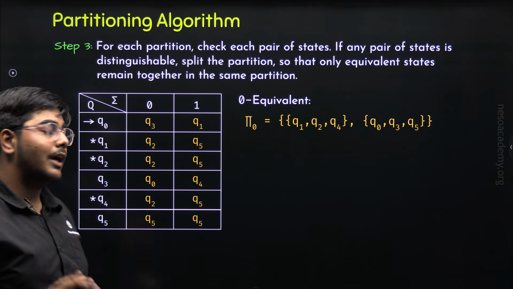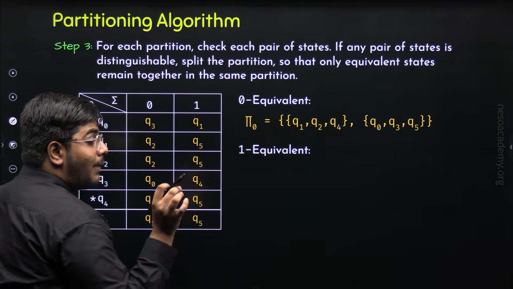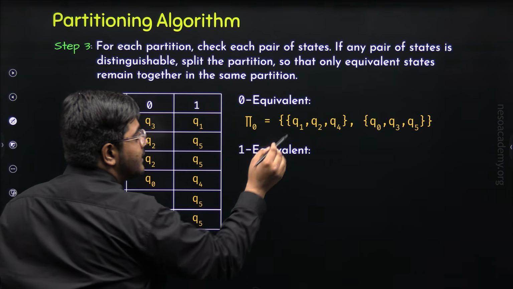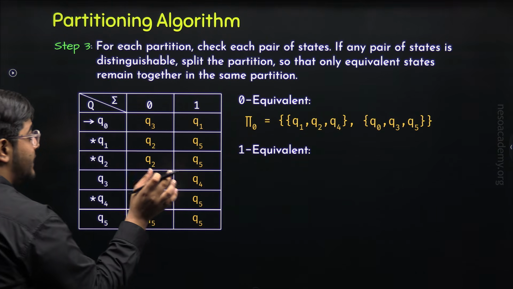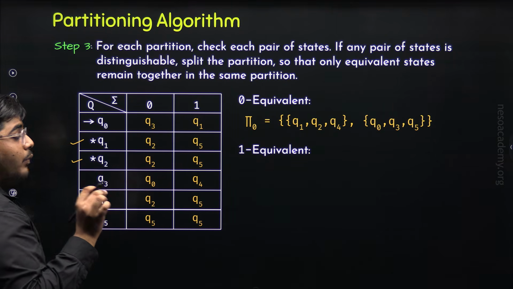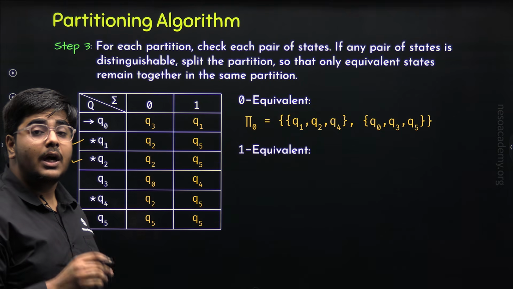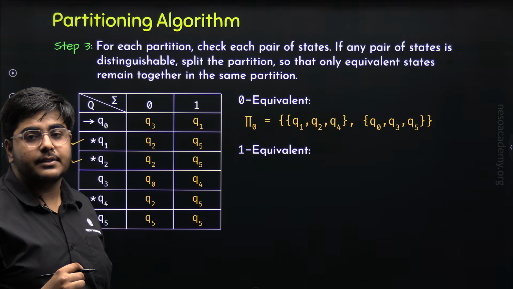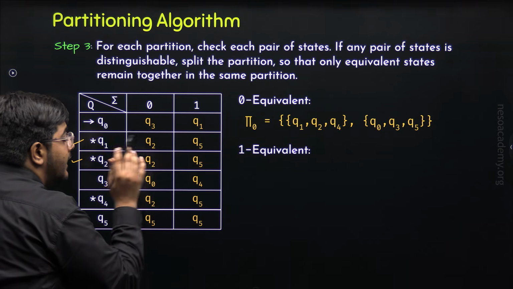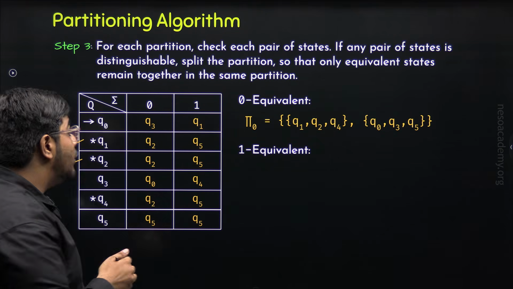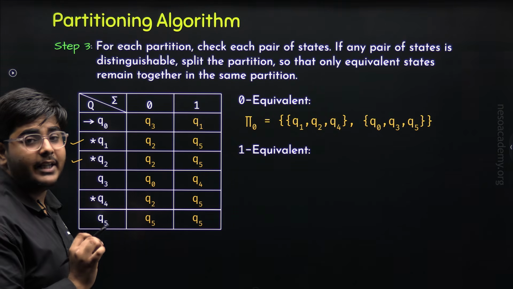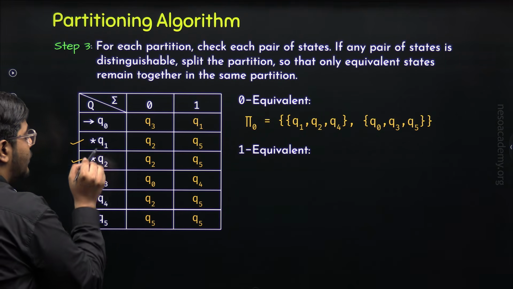So, this is our transition table and we have just calculated our zero equivalent, pi naught. So, now let's calculate our 1 equivalent. The partition that we are considering is this partition and we are taking the pair of states Q1 and Q2. Now we need to check whether Q1 and Q2 are distinguishable or equivalent states. Two states are said to be distinguishable if their next states lie in different partitions, and two states are said to be equivalent if their next states lie in the same partition. So let's check for the states Q1 and Q2.